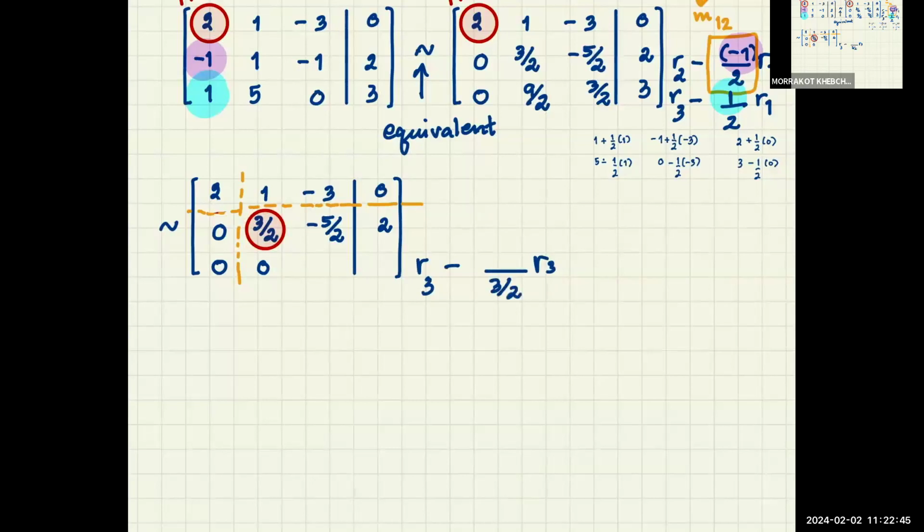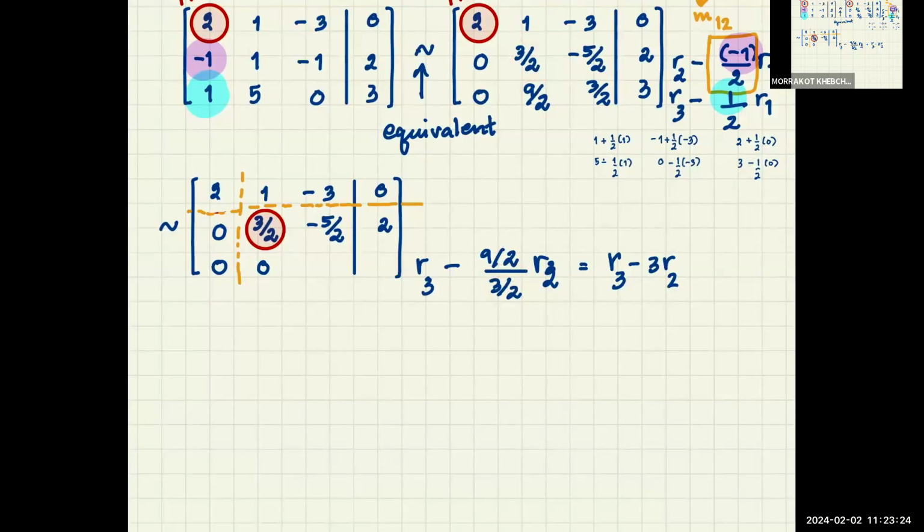And what do we want? We want it equal to 9/2, which is the same as R3 minus 3 R2, because we want to get rid of 9/2. We try to make 3/2 equal to 9/2. So, straightforward: we divide by 3/2 and we want 9/2, so we multiply by 9/2.